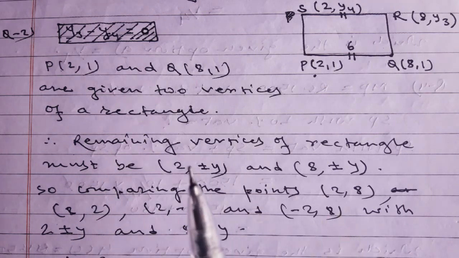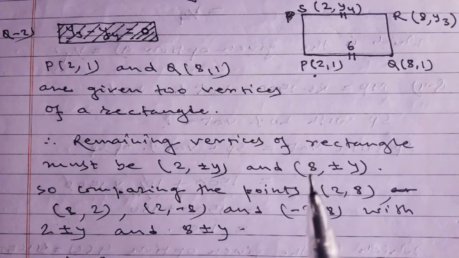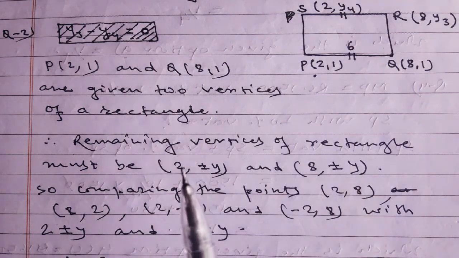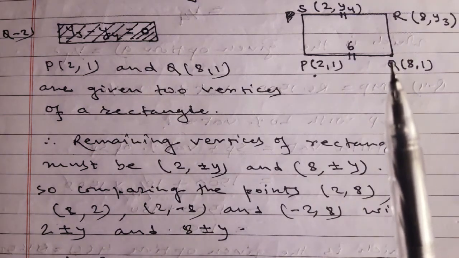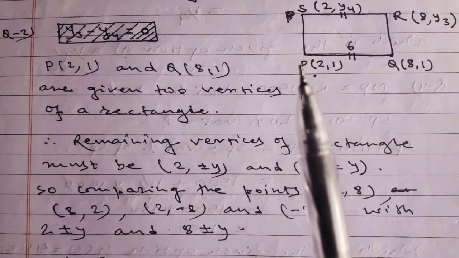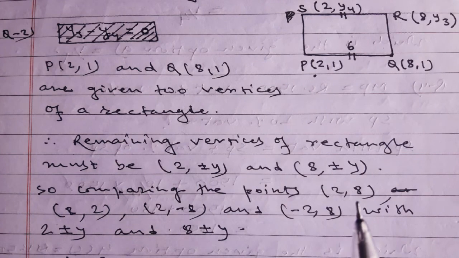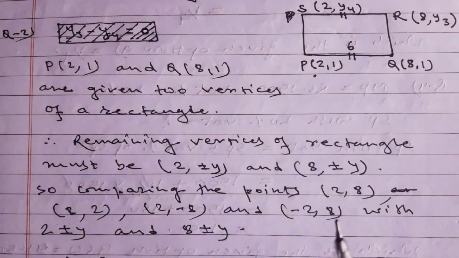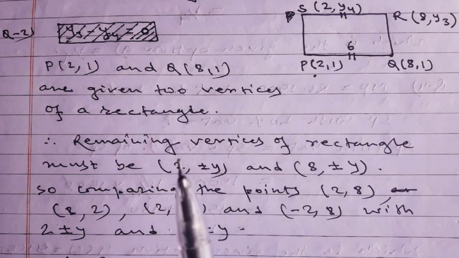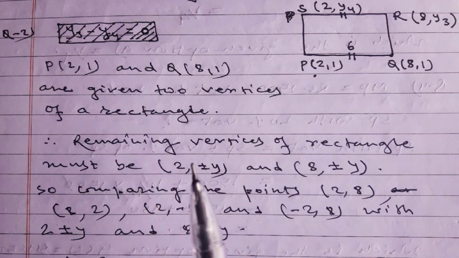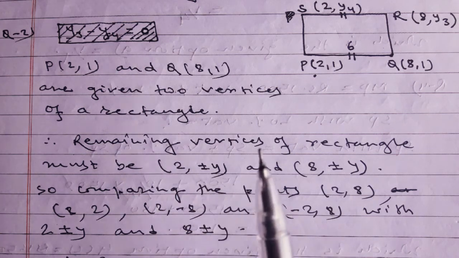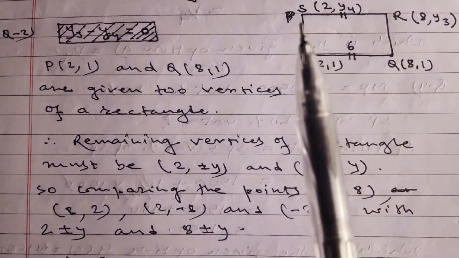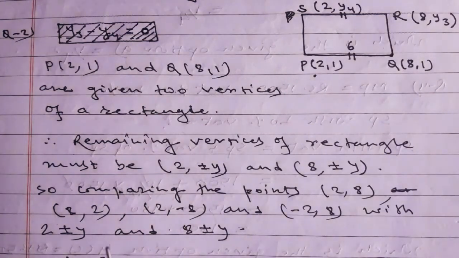Minus 2 comma 8 we cannot compare with 2 comma plus minus y or 8 comma plus minus y, because the x coordinate must be the same. Then only the given points can be the remaining vertices of the rectangle. Minus 2 comma 8 cannot be compared with 2 comma plus minus y, because 2 is positive and here the x coordinate is negative. So minus 2 comma 8 cannot be any vertex of the given rectangle.